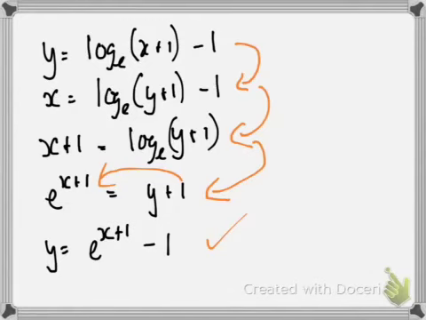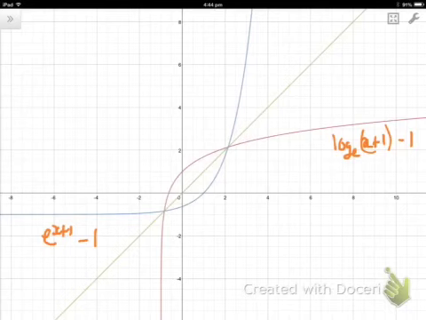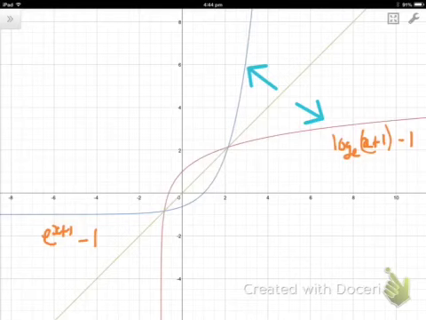I don't think it said to find domain and range this time. It didn't, but you could do the same thing. Remember, the domain of one is the range of the other and vice versa. It's a good one, once again, to see that reflection of the two graphs across that line of y equals x. See it there and there.